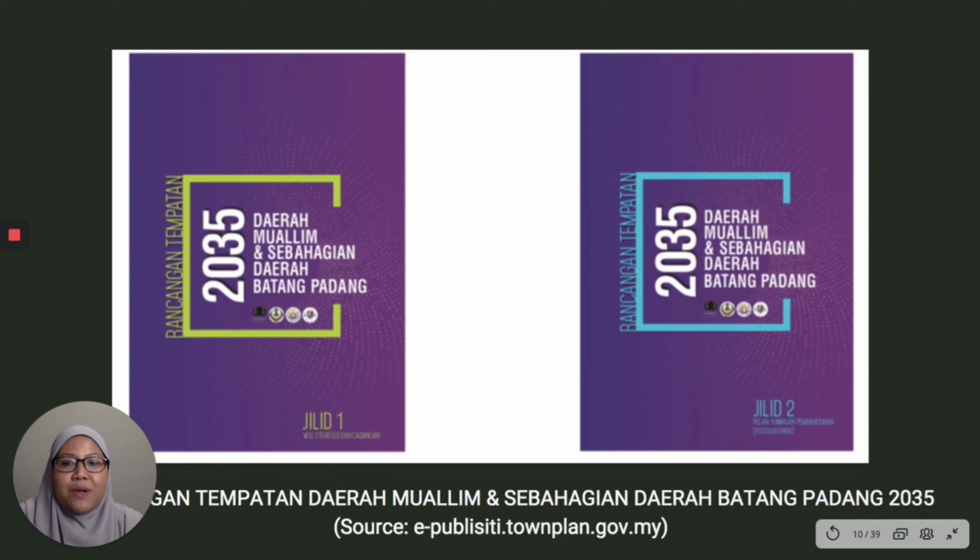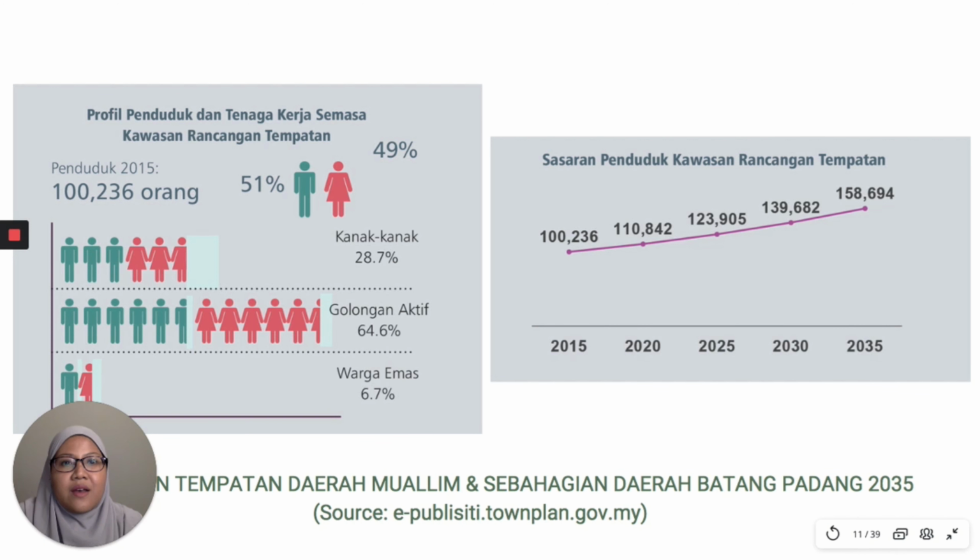This is an example of rancangan tempatan daerah Muallim dan sebahagian daerah Batang Padang for 2035. So we can also source a lot of secondary data from these type of reports that have been provided by the local authorities. This data was extracted from the local plan of daerah Muallim.